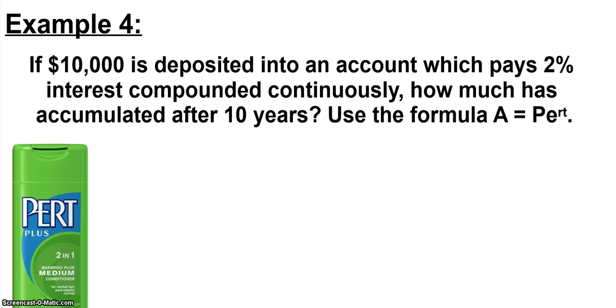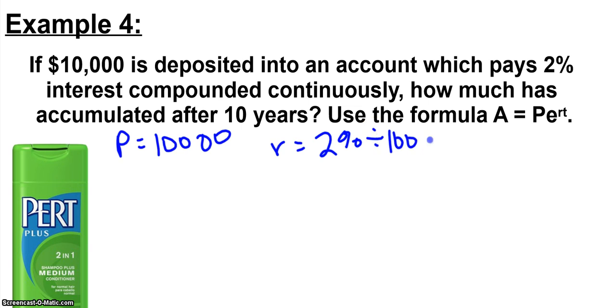All right, our first example, if $10,000 is deposited into an account which pays 2% interest compounded continuously, how much has accumulated after 10 years? Use the formula A equals P E to the RT. Alright, so we're starting with $10,000. That's our P. So P is 10,000. Our rate is 2%. Divide that by 100. That's equal to 0.02. And then our T is 10. Okay, so we're looking for A.